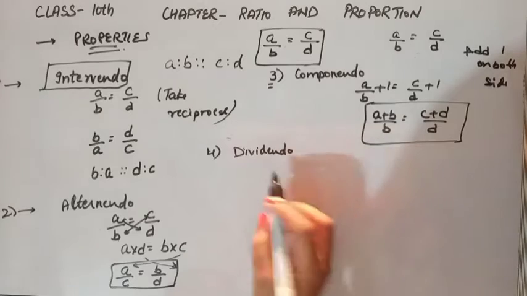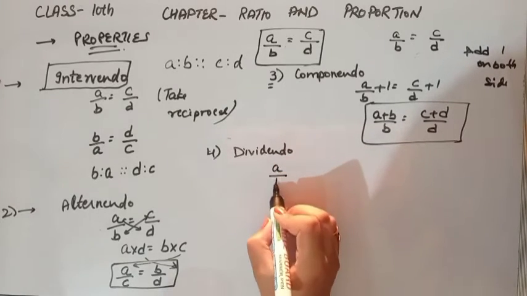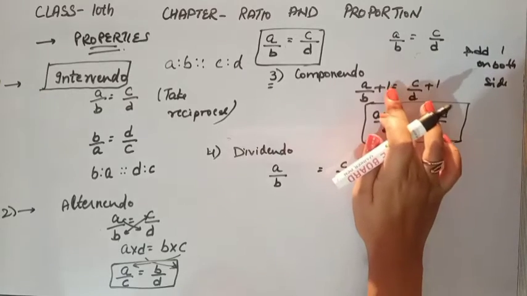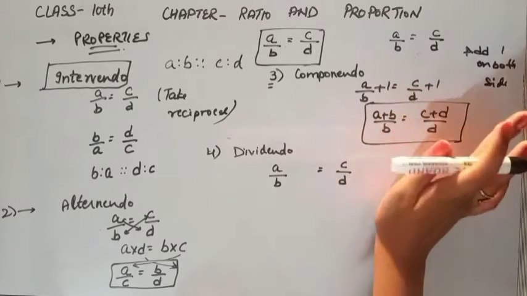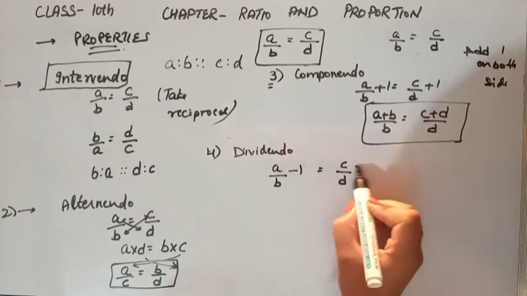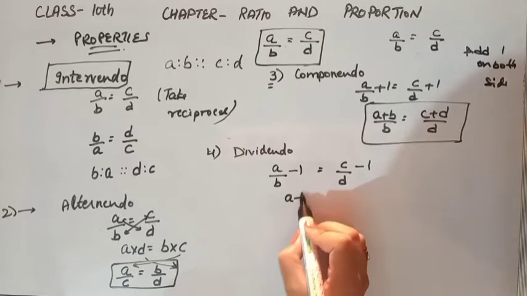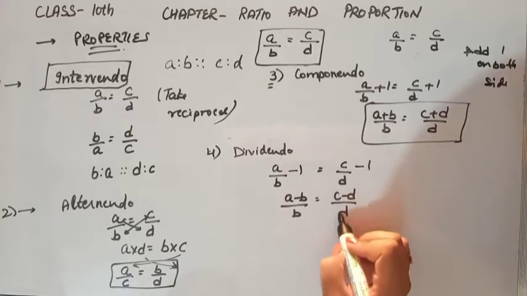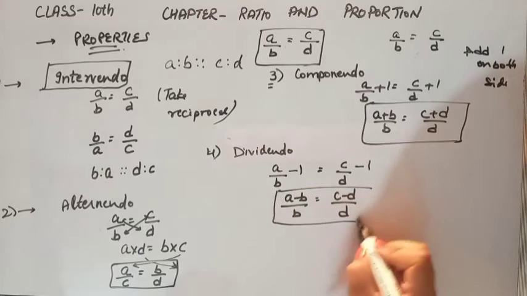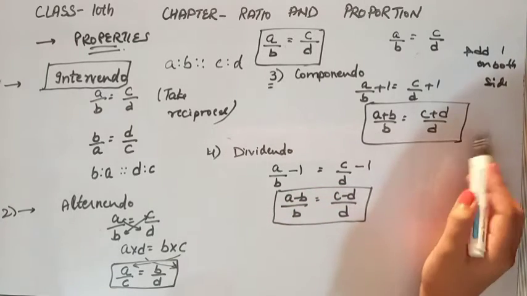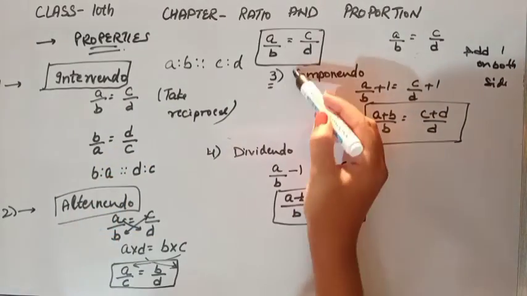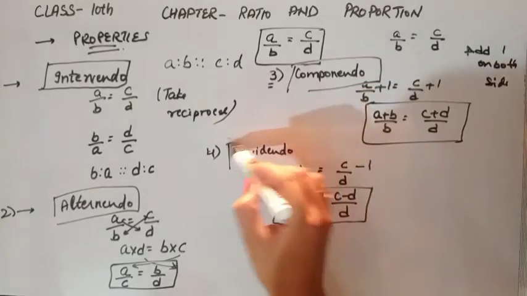Dividendo. Over here we have to subtract 1. The ratio is this. In the first case we added 1 on both sides, and now we will subtract 1 from both sides. A minus B upon B is equal to C minus D upon D. This result is known as dividendo. Okay. Invertendo, alternendo, componendo and dividendo.